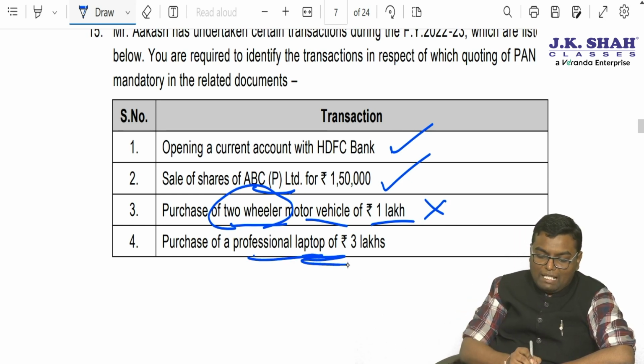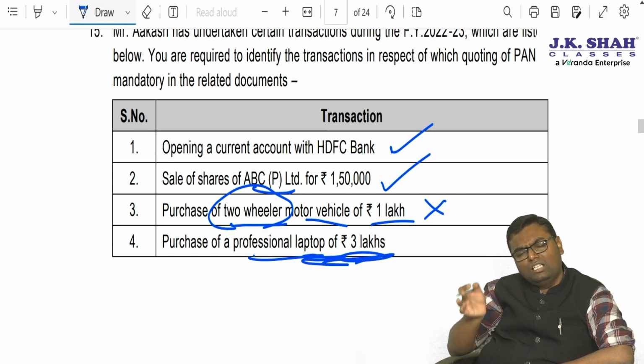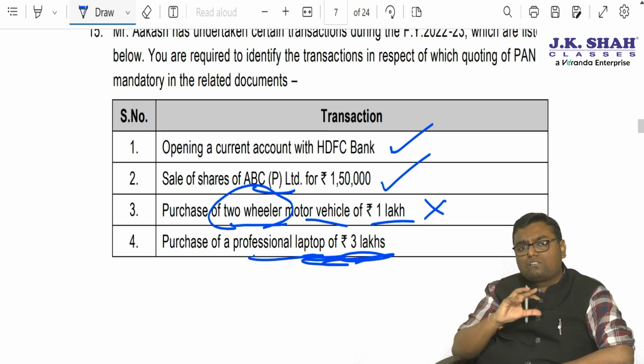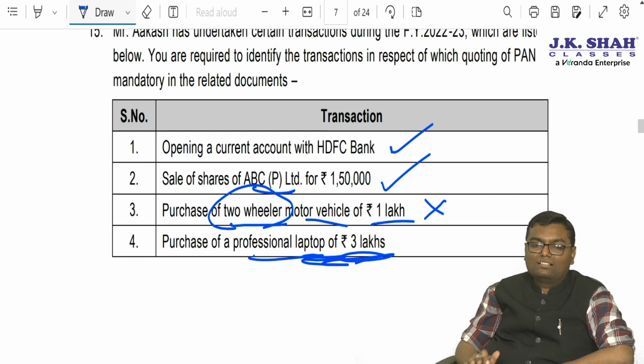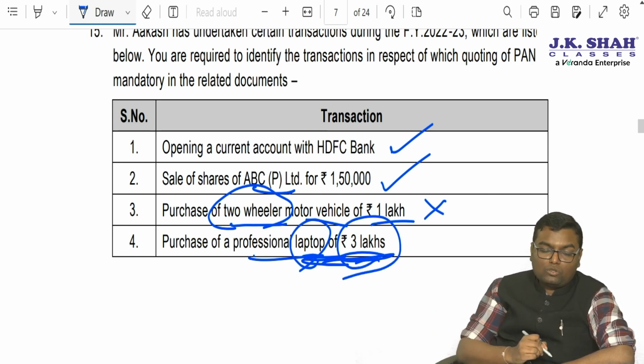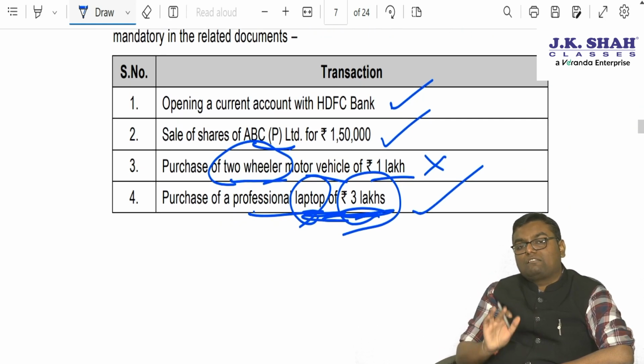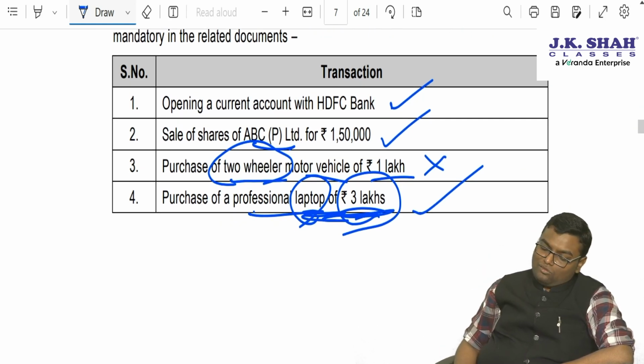Purchase of professional laptop for rupees 3 lakh. Whenever you sell or purchase any goods or services of more than rupees 2 lakh, you have to quote permanent account number. You are purchasing goods worth more than 2 lakh, so permanent account number is to be quoted. So that was the answer to this particular question from assessment procedure. So yes, they have covered each and every thing.